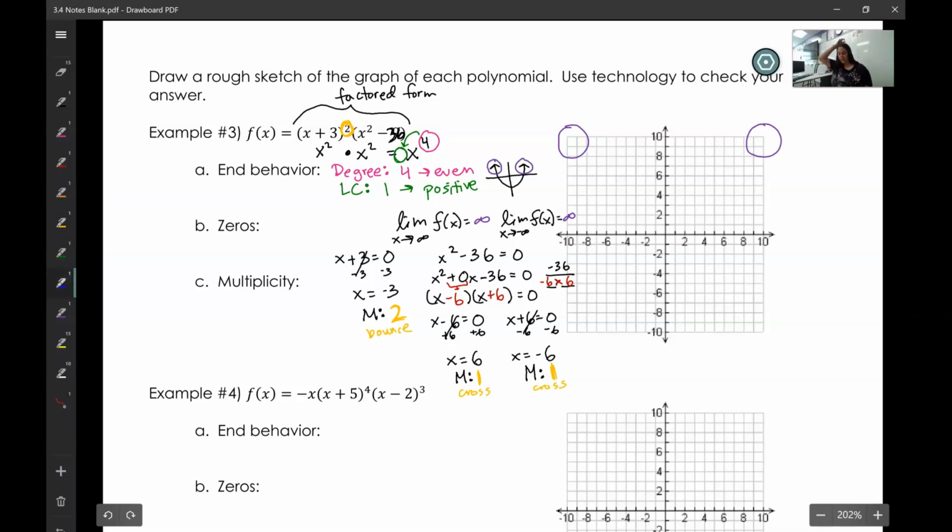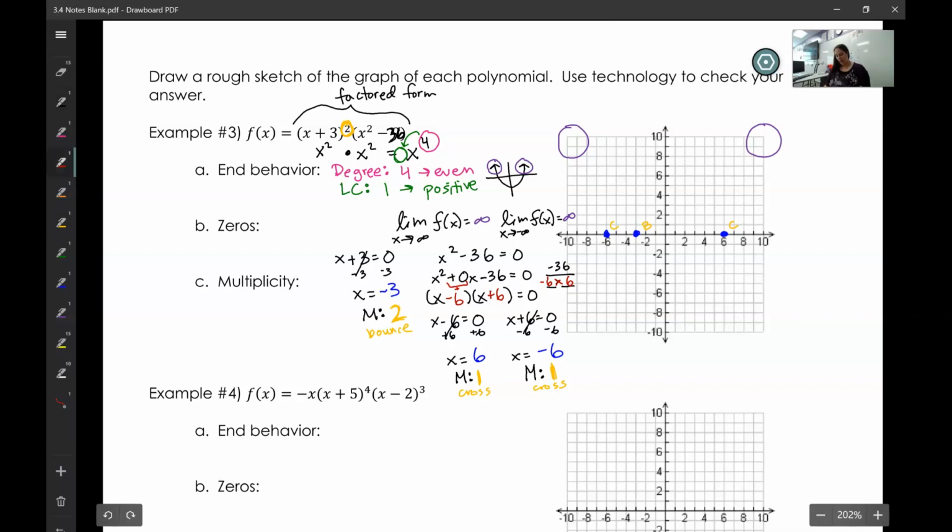Now, here's how we graph these. I'm going to take each of these zeros, negative 3, positive 6, negative 6, and graph them. And I'm going to put a little c or a little b next to each, whether it bounces or crosses. The negative 3 bounces, so it gets a b. The positive 6 crosses, so it gets a c. And the negative 6 crosses, so it gets a c.